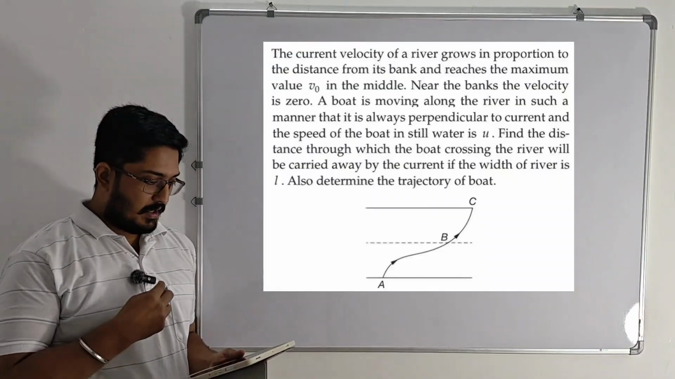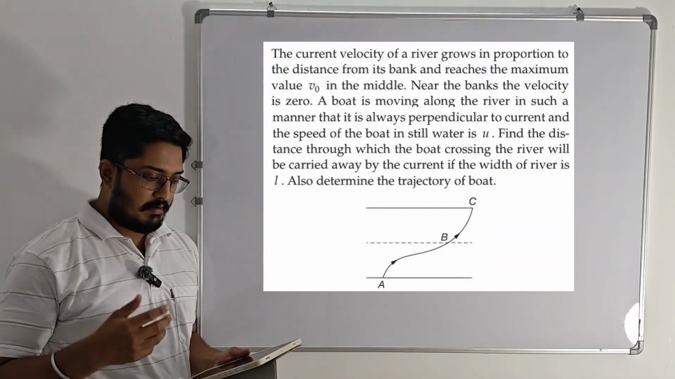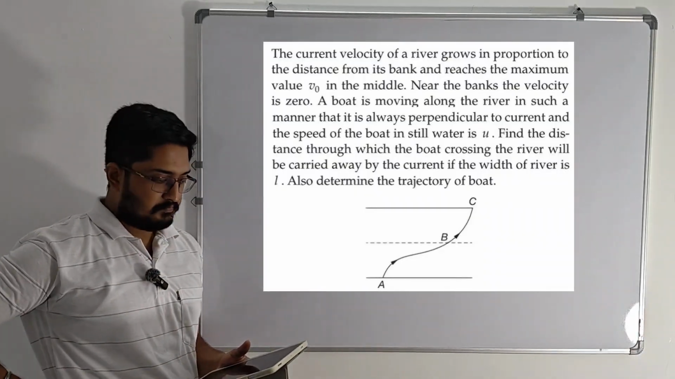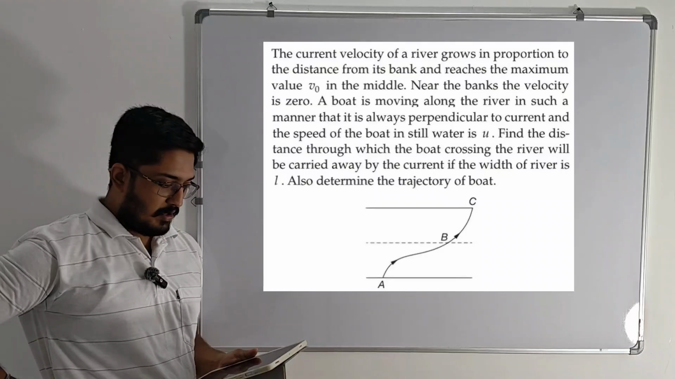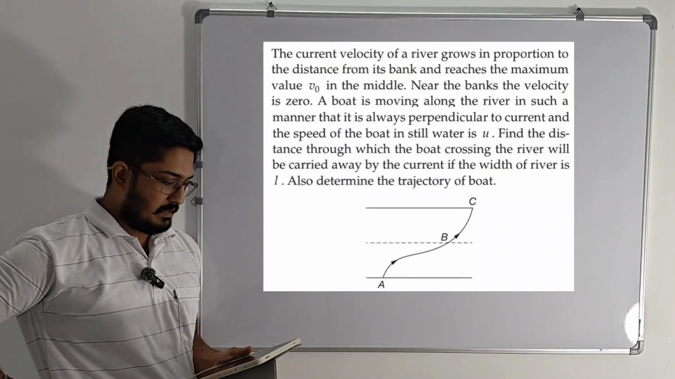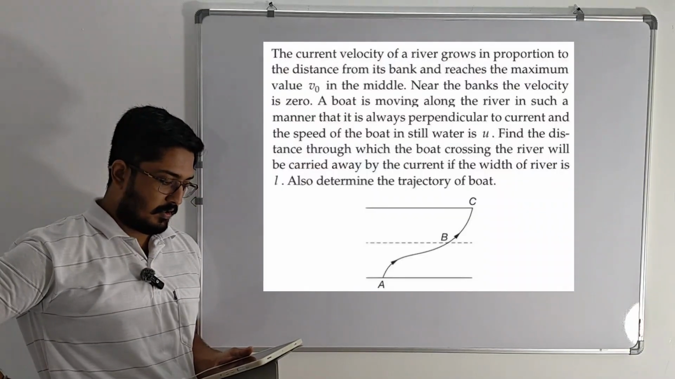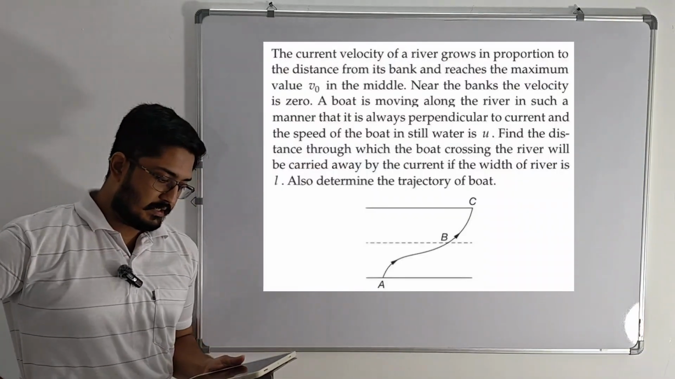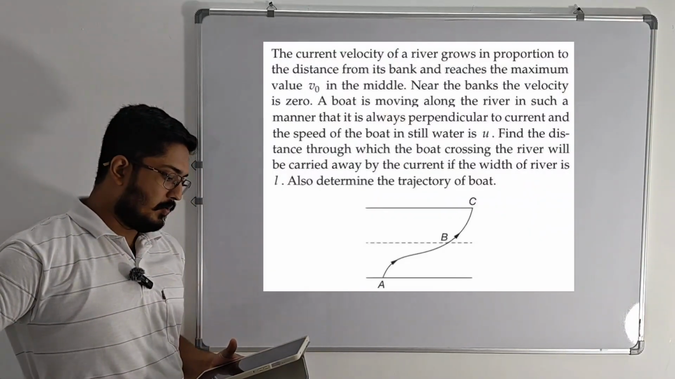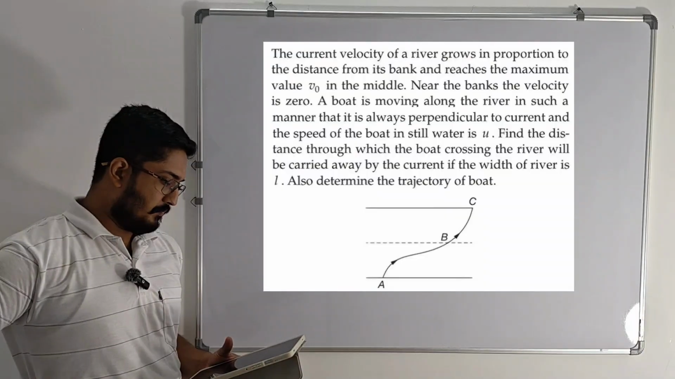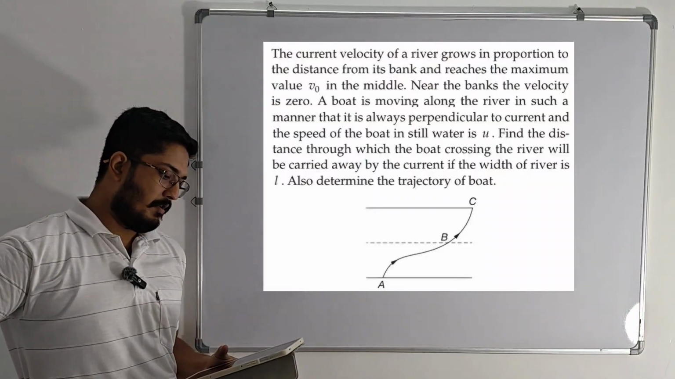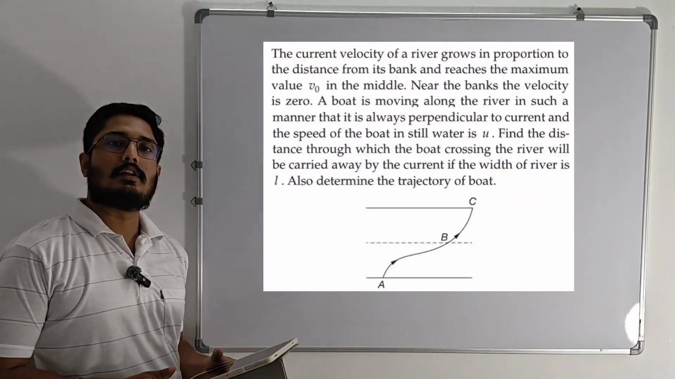It says the current velocity of a river grows in proportion to the distance from its bank and reaches the maximum value V naught in the middle. Near the banks, the velocity is zero. A boat is moving along the river in such a manner that it is always perpendicular to the current, and the speed of the boat in still water is given as u. Find the distance through which the boat crossing the river will be carried away by the current if the width of the river is L. Also determine the trajectory of the boat.